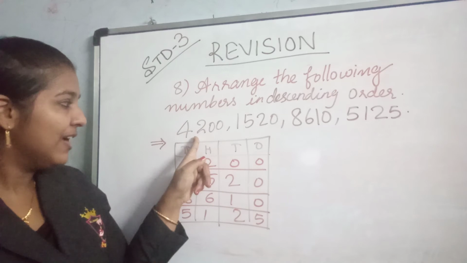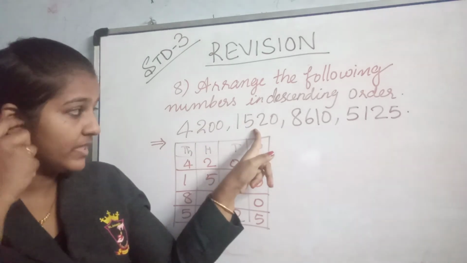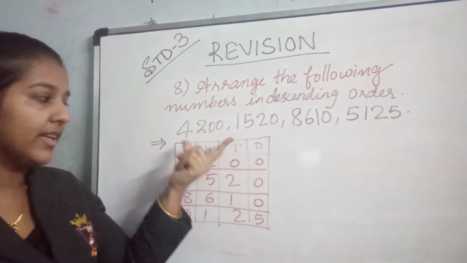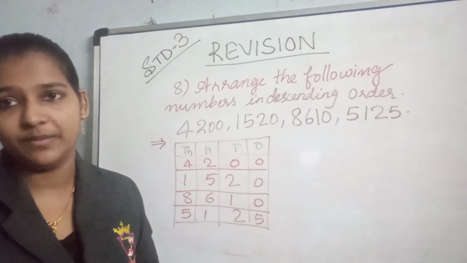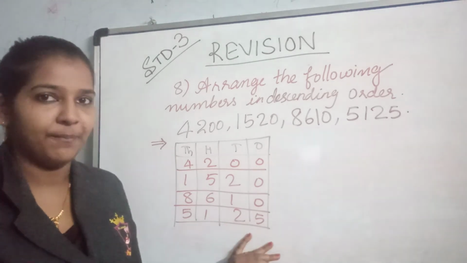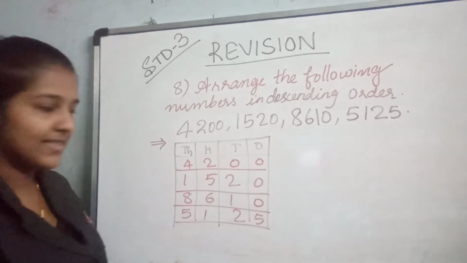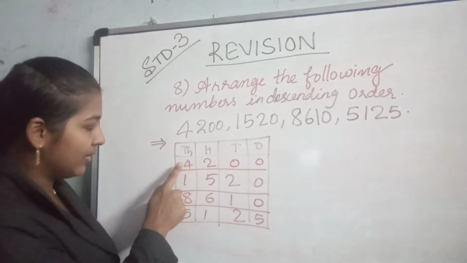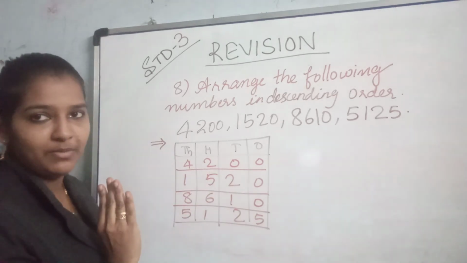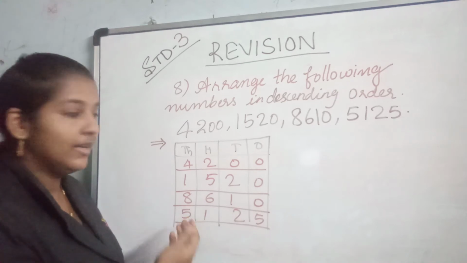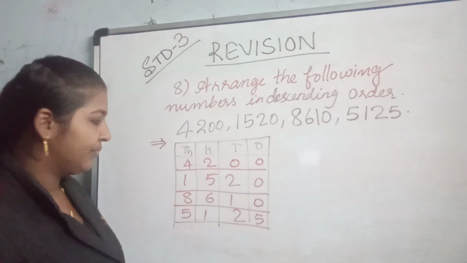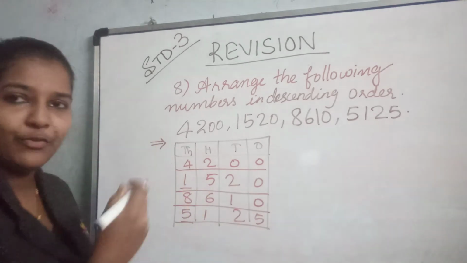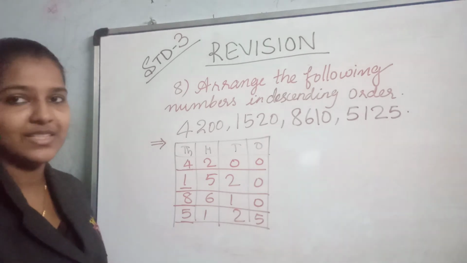So here the numbers are 4200, 1520, 8610, 5125. So you arrange all these numbers in a place value chart first. Okay, that is the first part of this question. So you arrange it. Now you compare these numbers. Look, here all the numbers are 4-digit numbers. So then what do we have to compare? Yeah, the highest place digit. Here the highest place digits are 4, 1, 8, 5. All are different numbers, so we can easily answer this question, isn't it?